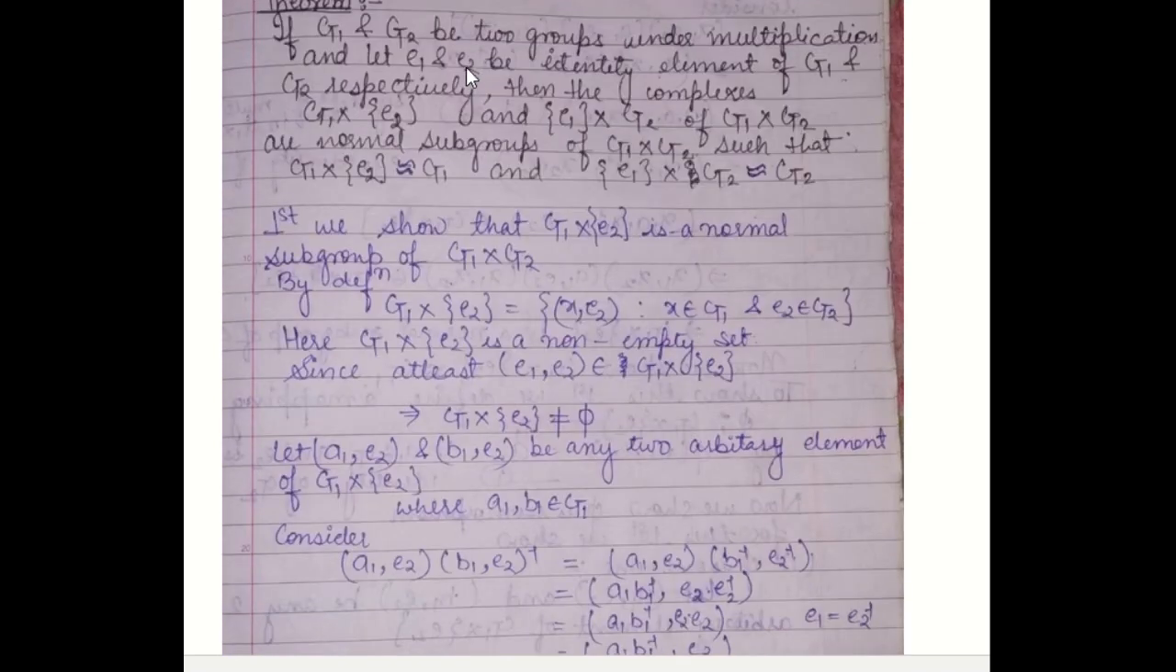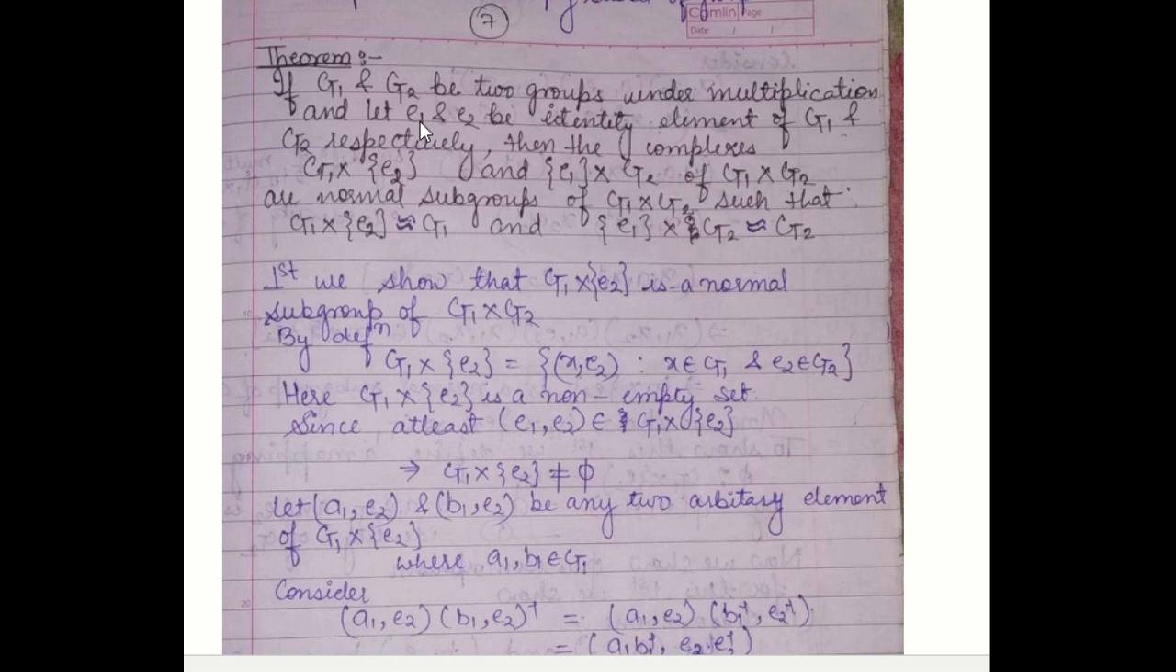Now we are going to discuss one more theorem which is very important, which says that if G1 and G2 be two groups under multiplication, and e1 and e2 be the identity elements of G1 and G2 respectively, then the complexes G1 cross e2, look at this, first we take the group G1, and with it we take the identity of G2, and e1 cross G2, that is identity of G1 cross G2, of G1 cross G2 are normal subgroups of G1 cross G2, and such that G1 cross e2 is equivalent to G1, and e1 cross G2 is equivalent to G2.